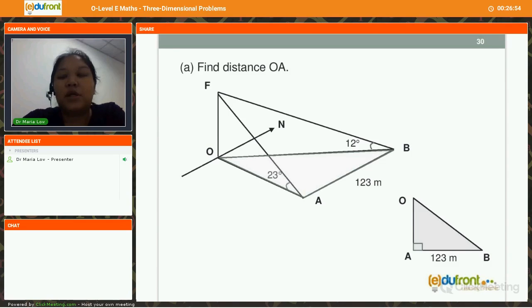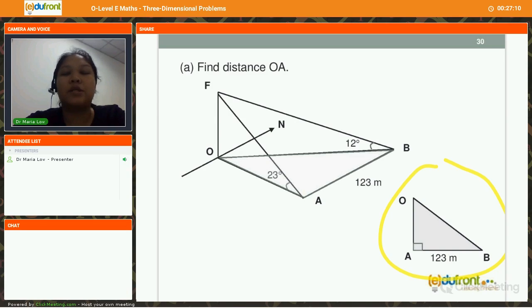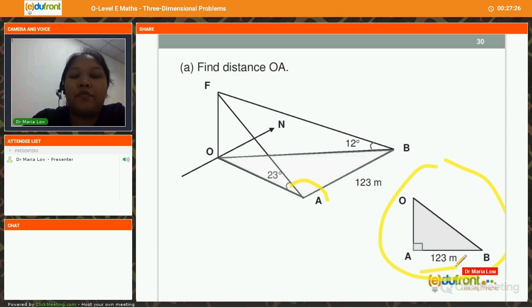The third triangle that you must be able to identify as a right angle triangle is the triangle that is at the bottom. In this case, it is triangle OAB. In triangle OAB, the portion that says 90 degrees is angle OAB. Okay? Angle OAB, this part over here, is actually a right angle triangle. So therefore, we can also put in another piece of information that we know, and that is AB as 123 meters.